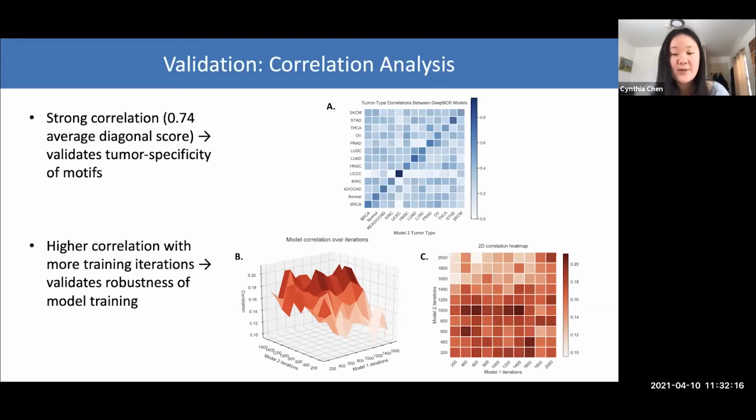And so furthermore, we were able to conduct training iteration analyses where we looked at models at different steps of the training process and then saw what sorts of motifs they generated and their overall correlation score. And so as you can see in this 3D diagram over here, the highest correlation was achieved at the point where model 1 and model 2 had the highest iterations, which validates the robustness of our model training.